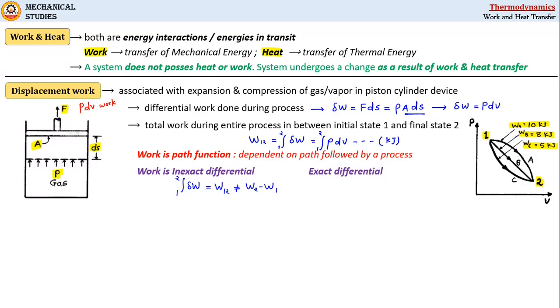On the other hand, an exact differential like volume is represented by dV, not del W, and if you take the integral of volume dV over the limits 1 to 2, this will be equal to V2 minus V1. This is the difference between exact and inexact differentials. So here you may find that exact differentials like volume, temperature, entropy, internal energy serve as system properties.